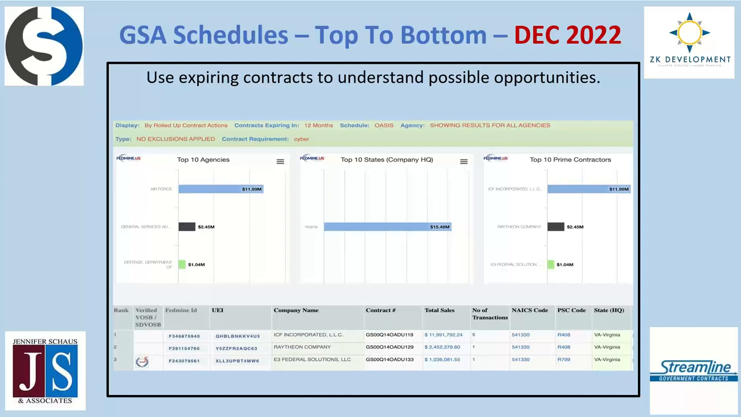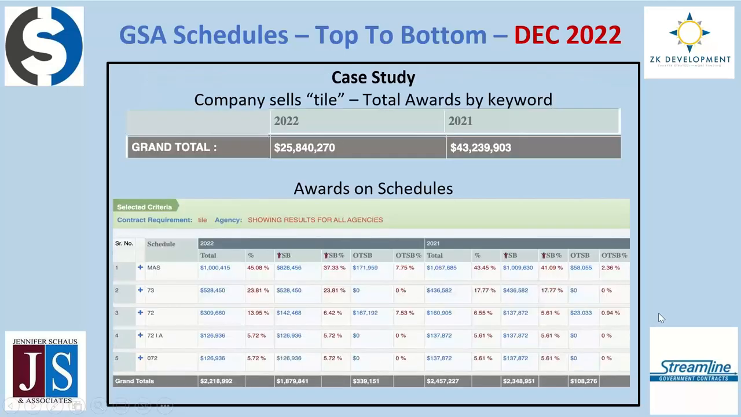It ultimately does become a business decision for a lot of companies, whether they want to have their own schedule, or a lot of times they might just explore teaming arrangements. So just keep that in the back of your mind. So let's go to the next slide.